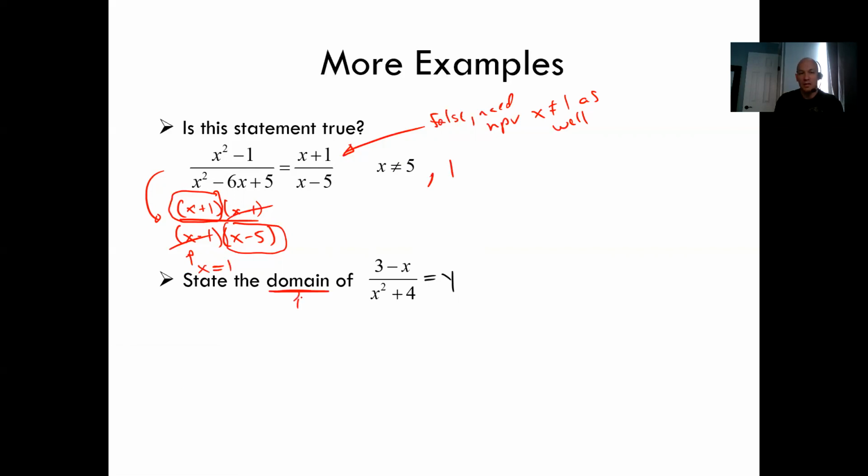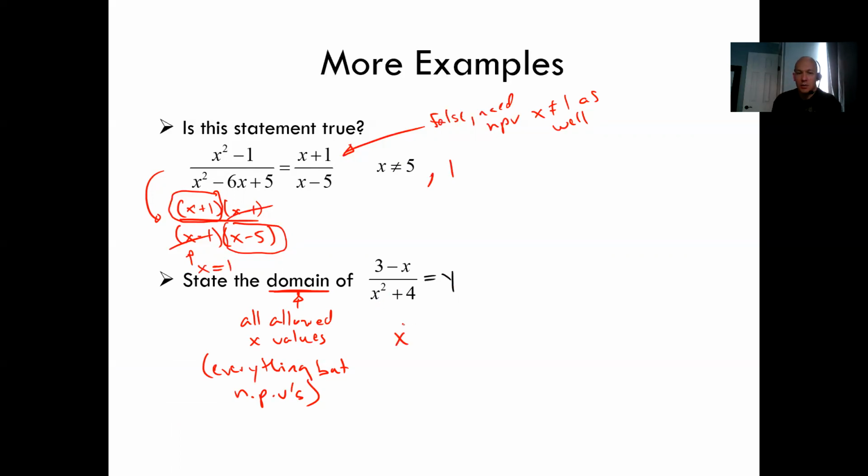The domain is all the allowed x values, or everything but the non-permissibles. So everything but the non-permissible values, or you might even say just the permissible values. So what is the domain of this? What values of x am I allowed to put in here?